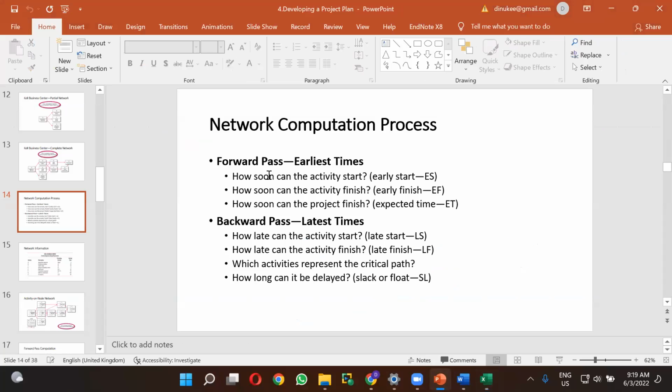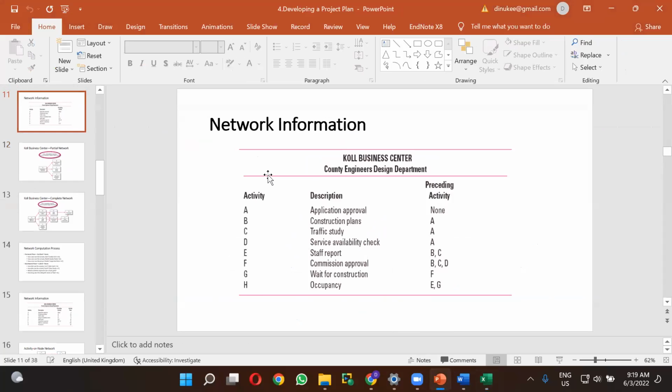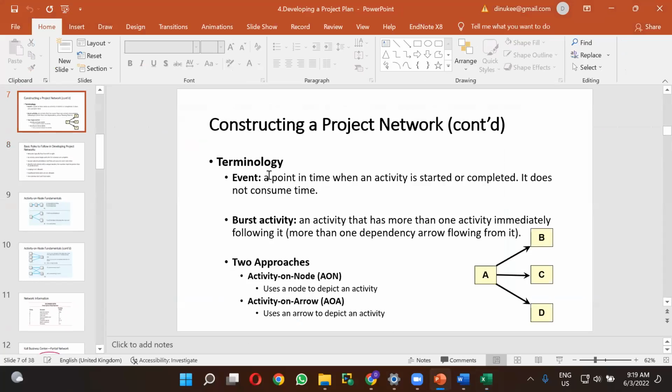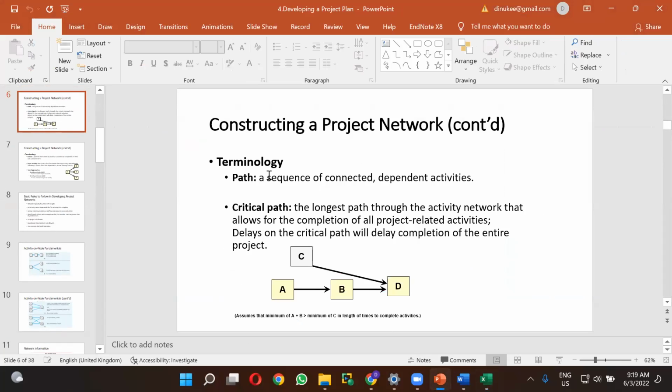Can you see this PPT? Can you see the PPT?